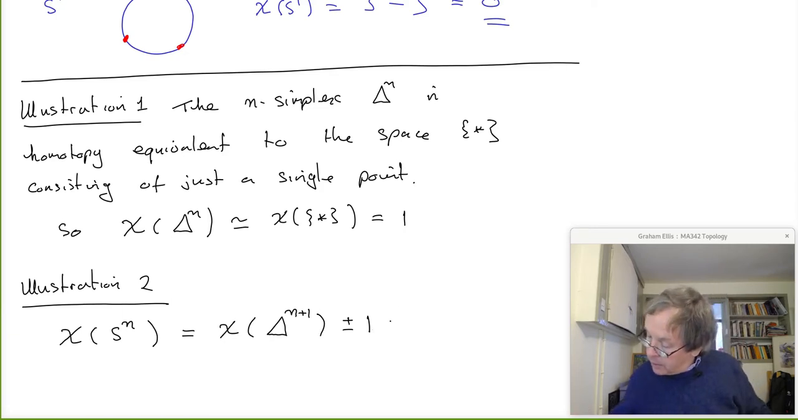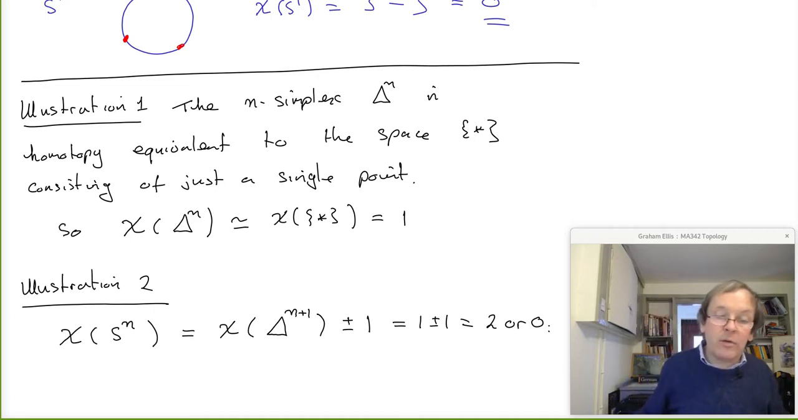Well, the Euler characteristic of a tetrahedron, of a simplex, is 1. So we get 1 plus or minus 1. So the answer is either 2 or 0. Yeah, it actually depends on whether.